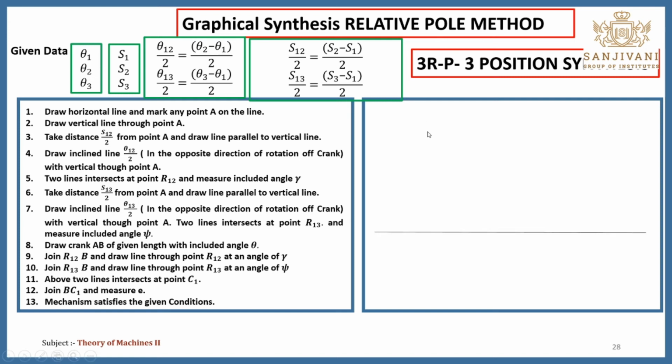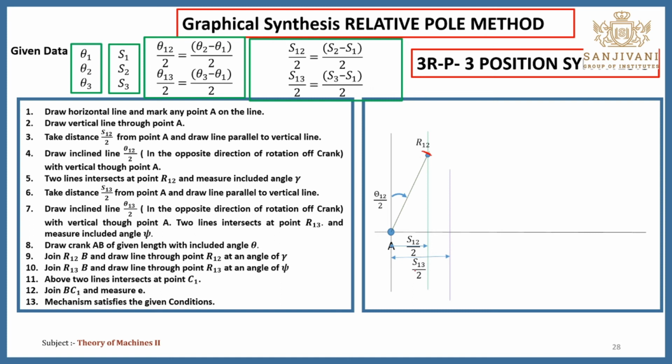Okay. Now again we are going to start the procedure. You have to draw one horizontal line. You have to mark any one point A. You have to draw one vertical line through this. This is the center of rotation of the crank, A. Again you have to take this S12 by 2. You have to draw one parallel line by taking the offset distance equal to S12 by 2, that we already calculated. Next, through this point A you have to draw one inclined line at an angle of theta 12 by 2 with the vertical. You will get one relative pole, which is the P12, or here I have mentioned this as R12.